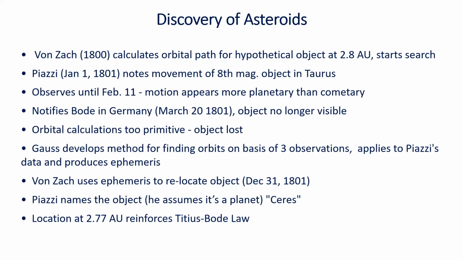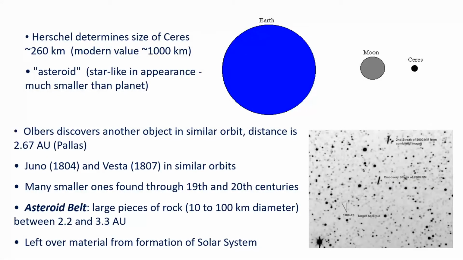Gauss develops methods for finding orbits on the basis of 3 observations, purely to solve this problem. He applies it to Piazzi's data and produces a prediction of where the object should next appear. So von Zach, at the end of 1801, uses this prediction to relocate the object. Piazzi names the object, assuming it's a planet, Ceres. Its location at 2.77 astronomical units reinforces this numerical sequence of the distance of the planets. But of course, it's not big enough to be a planet, and we know it today as an asteroid.